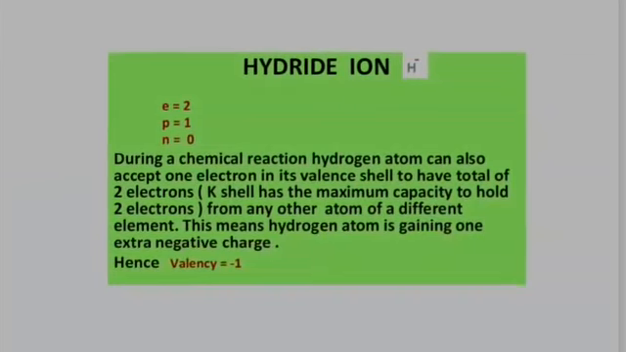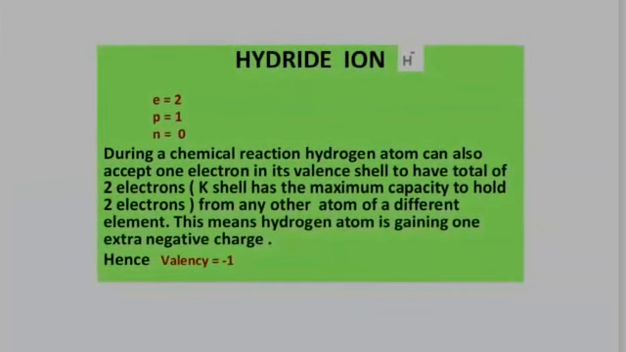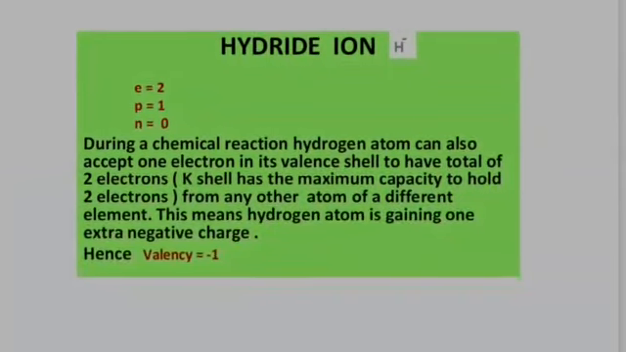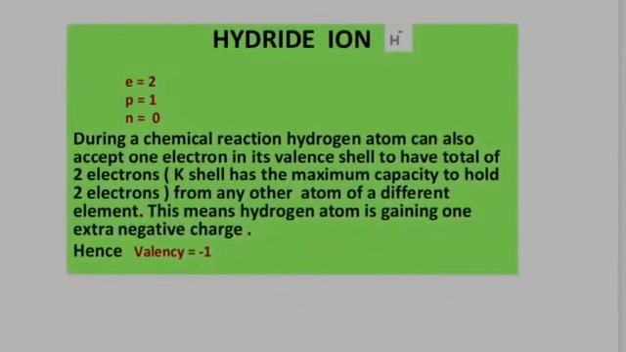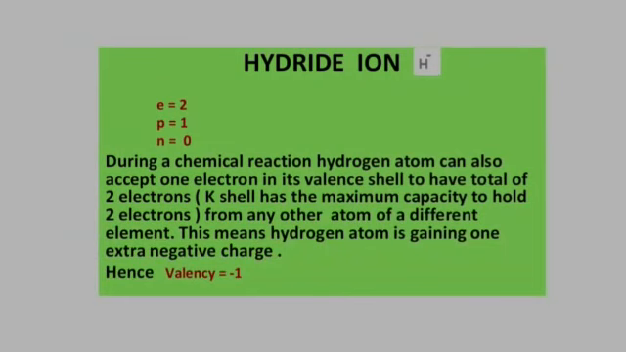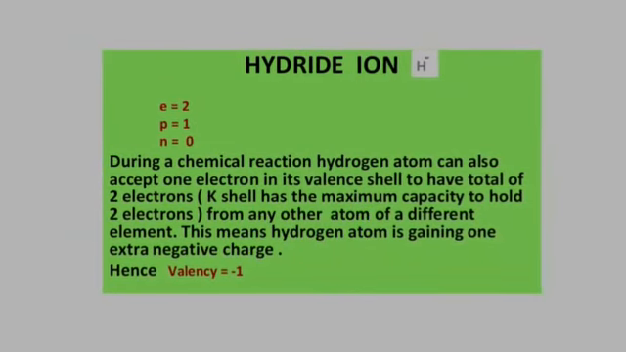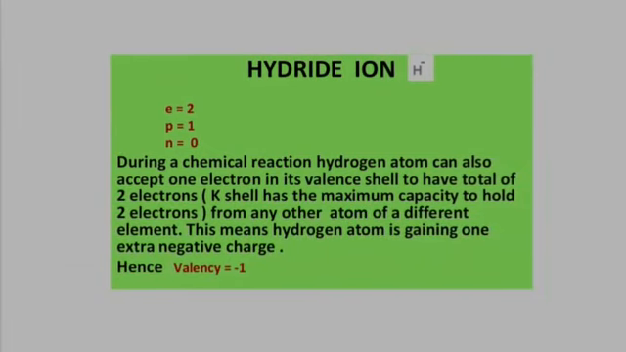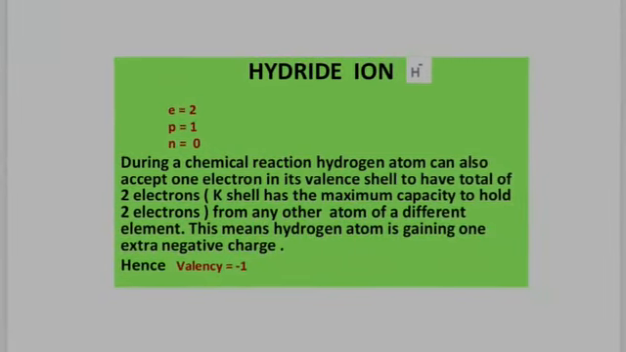The other thing that can happen during a chemical reaction is that the hydrogen atom will accept one electron in its valence shell to have a total of 2. The K shell now has 2 electrons. It means the hydrogen atom has gained one extra negative charge. Therefore, valency is equal to -1.